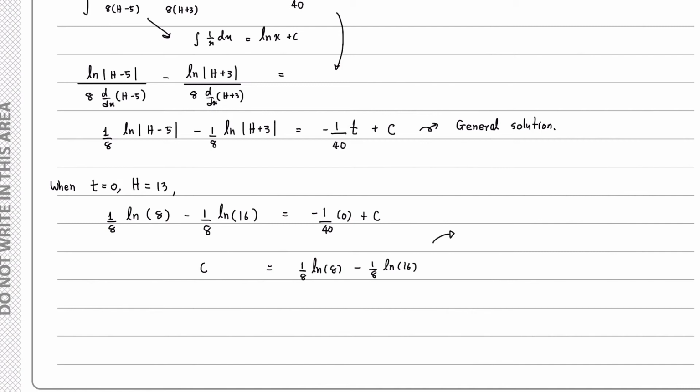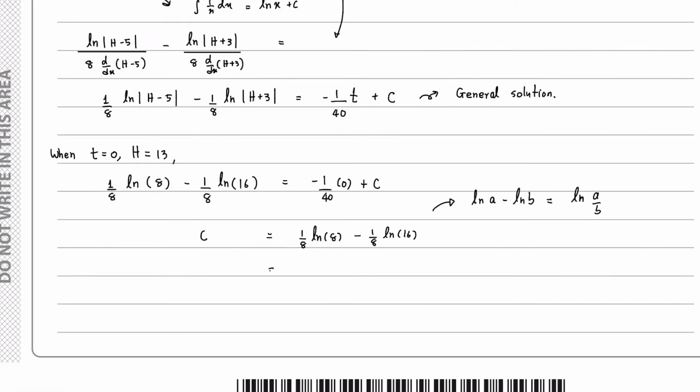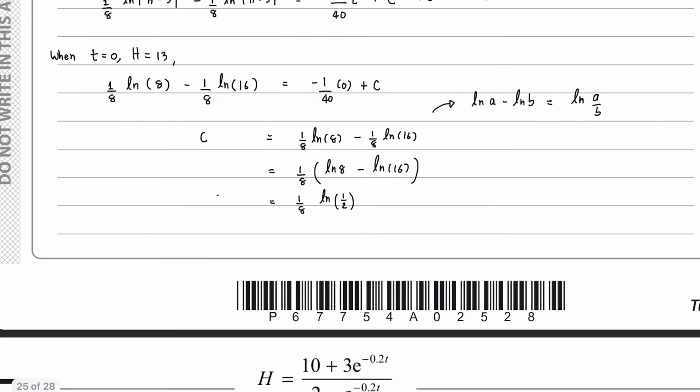Now we can think of this formula. ln a minus ln b is ln a over b. We still can't use it yet because we have 1 over 8 here. So either you factorize it out or you move it to be an index. Either way is fine. But I'm going to factorize it out. So this one will be 1 over 8 times ln 8 minus ln 16. Now we can apply this formula. So this one will be, we have ln 1/2. This is c.